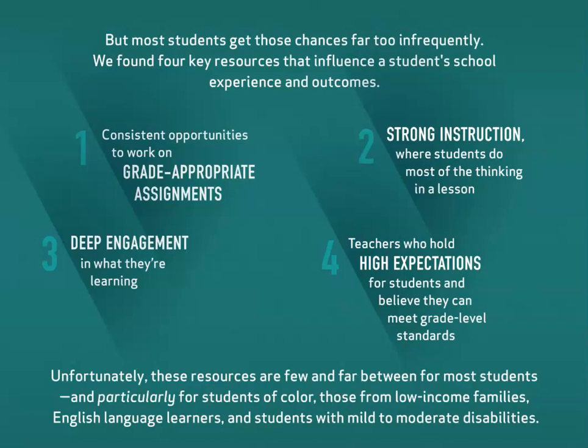So we hypothesized and found that 4 key resources influence the outcome that students achieve in the school year. The first one is grade level assignments. So these are assignments that give students a chance to meet the demands of the standards. The second is strong instruction, which is instruction that asks students to do the majority of the thinking about grade level content.